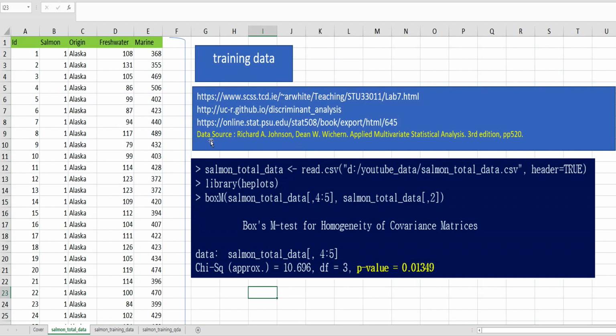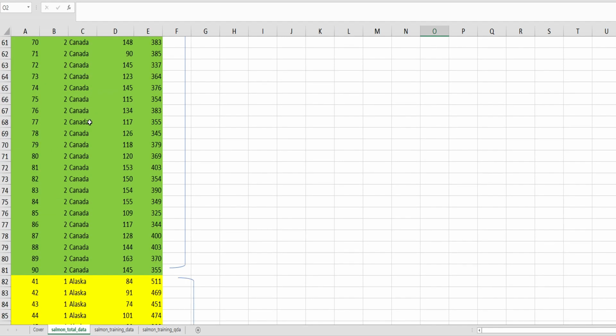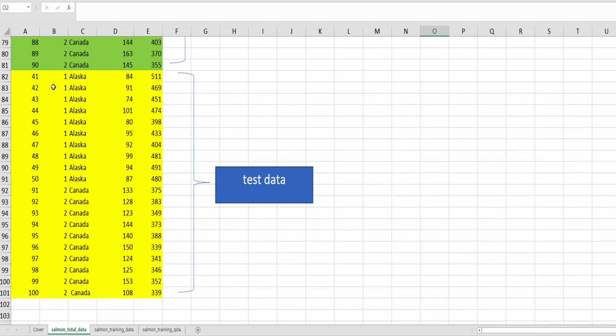I have prepared sample data from this book, and I have selected first 40 samples from Alaska salmon and first 40 samples from Canada salmon as a training data set. And 10 samples from Alaska and 10 samples from Canada salmon, I have treated them as a test data set.